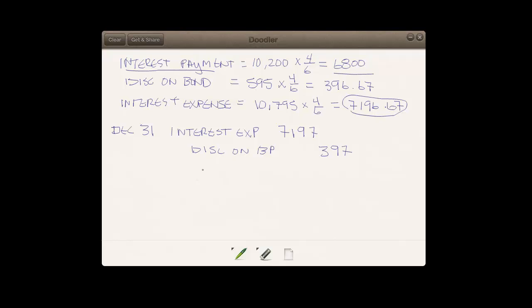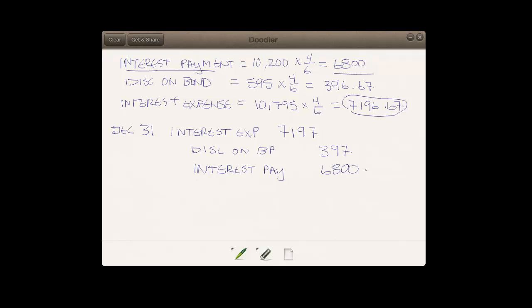But are we going to credit cash? No. The interest isn't paid until March 1st of the next year. So until then, we just have a liability. And so I'm going to record this as interest payable for $6,800.